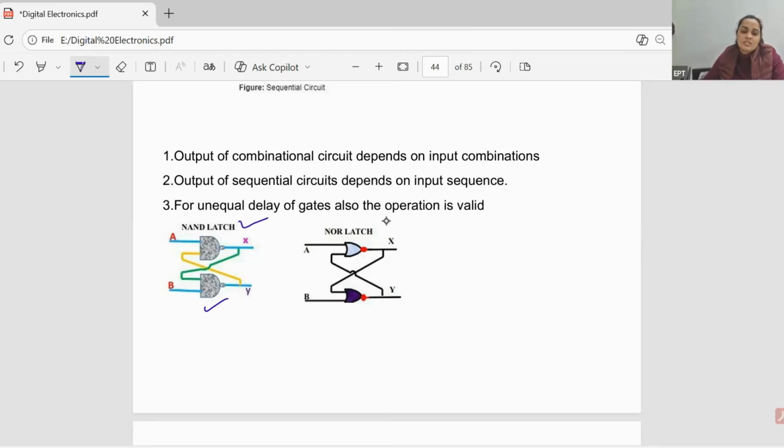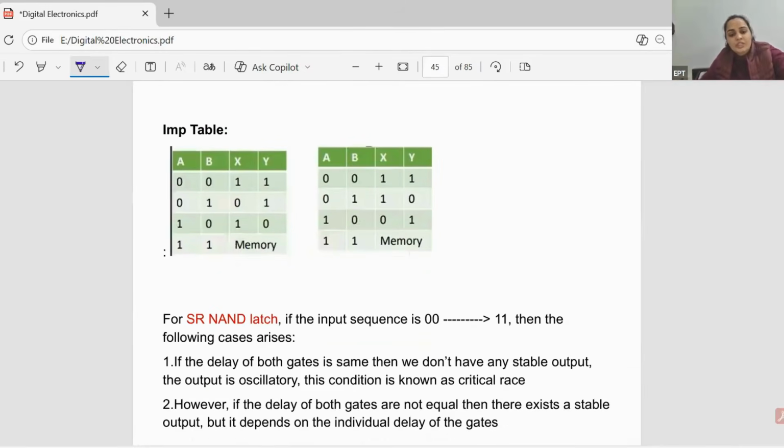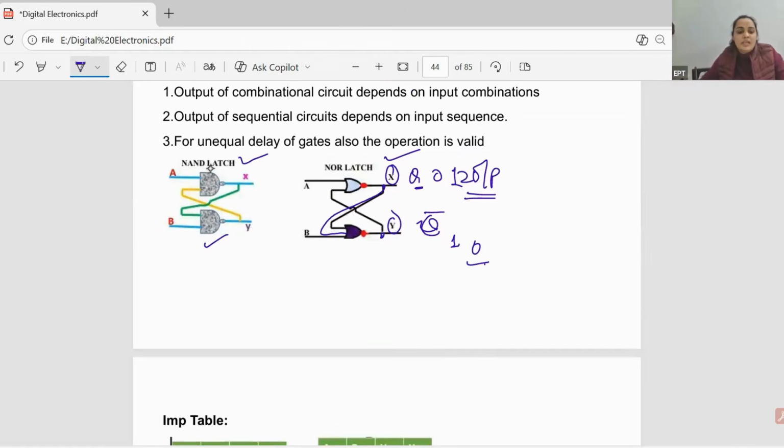So this is a NAND latch, this is a NOR latch. Here you can see the output of this gate is given back to the input of the other gate, and vice versa. In a sequential circuit, we have two outputs and they are opposite. If this is Q, then this will be Q bar, right? So the output is available in its complement form and its true form. If this is 0, then this will be 1. If this is 1, then this will be 0, right? Now see here, this is a NAND latch.